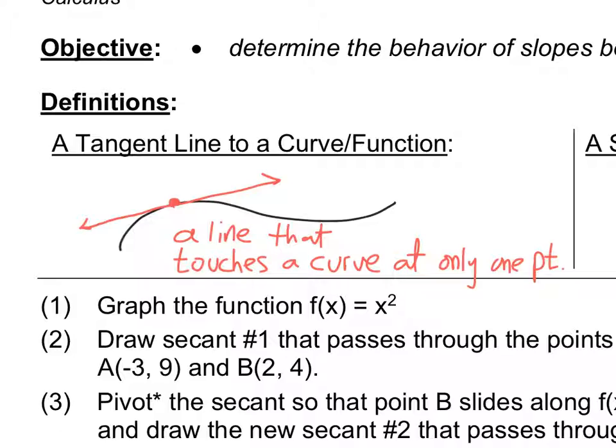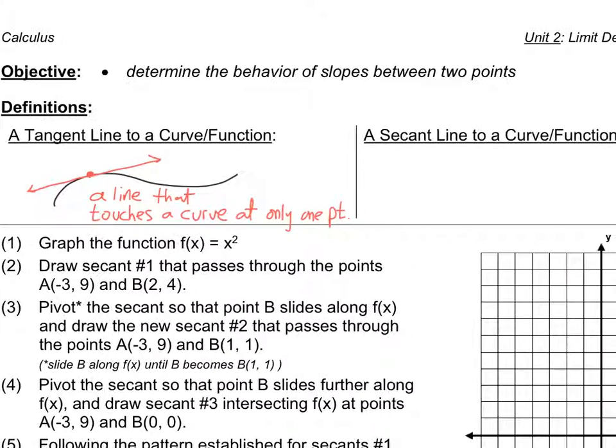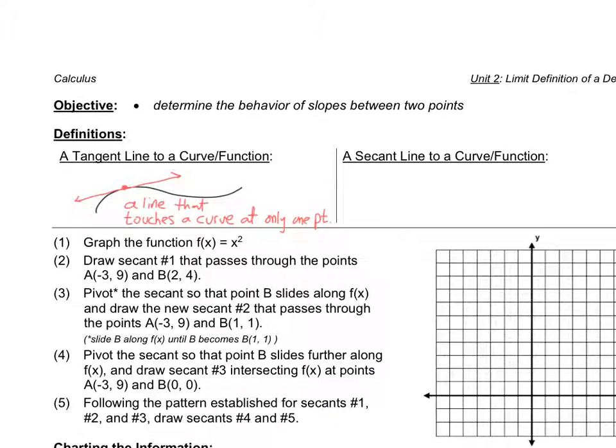All right. A secant line to a curve or a function. Because we know what a secant is for a circle. What is a secant to a circle? Exactly. It's the line that passes through the circle, intersecting at 2 points. That's what a secant is. All right, but we want to do it to a curve or a function.